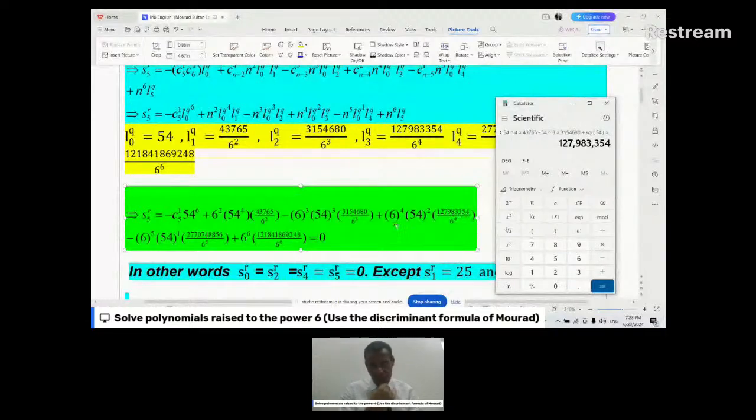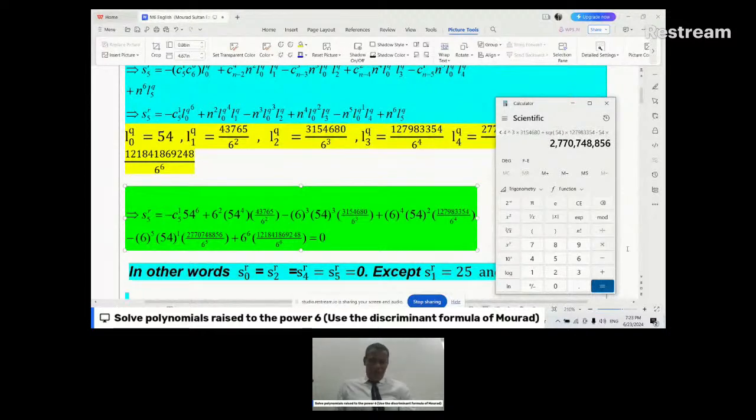Again, 54 squared multiplied by 127,983,354. Correct. Then there is minus 54 times 2,770,748,856. So just write minus 54 only, because 5 divided by 6 raised to the power 5 is 1. So just minus 54 times 2,770 million 748,856.